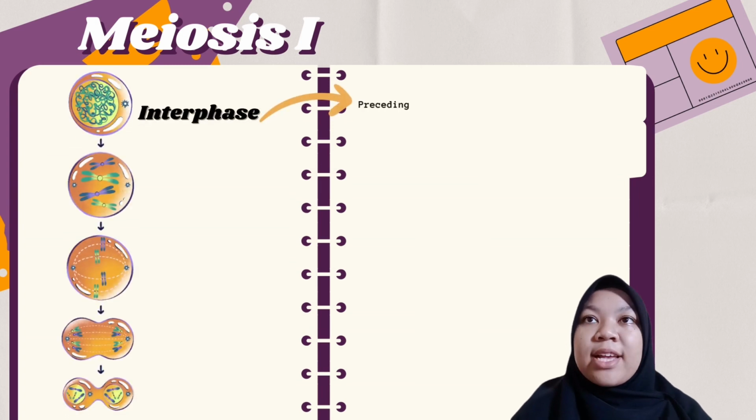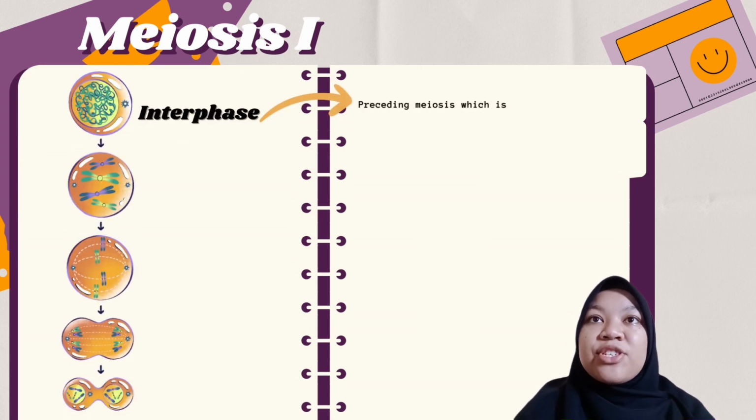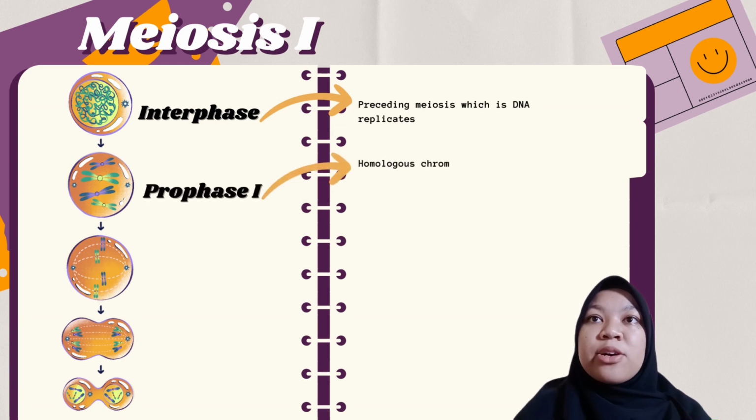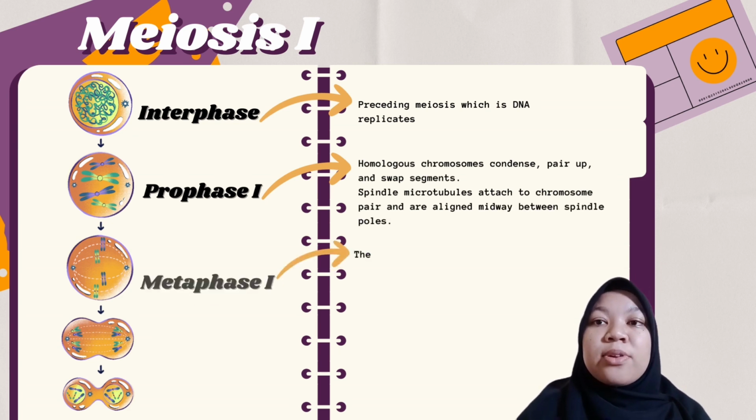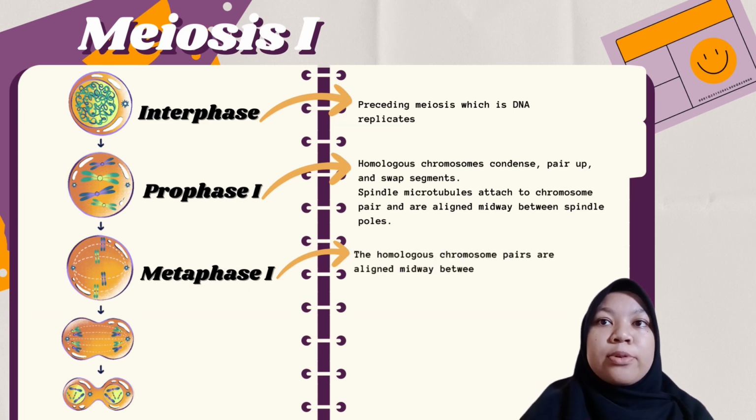Firstly, interphase. Preceding meiosis, DNA replicates. Next, prophase 1, homologous chromosomes condense, pair up, and swap segments. Spindle microtubules attach to the chromosome pairs. Metaphase 1, the homologous chromosome pairs are aligned midway between the spindle poles.